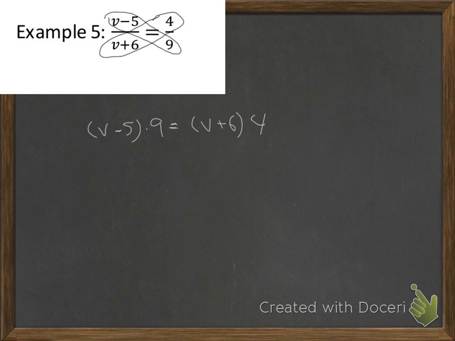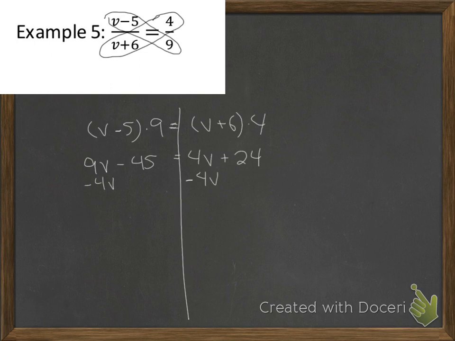Okay, so we have parentheses v minus 5, the quantity of v minus 5 times 9, and then the quantity of v plus 6 times 4. Of course we're going to do the distributive property. 9v minus 45 equals 4v plus 24. This time we're back to a linear equation. We do not have any squared terms, so we can do what we normally do, which is to get all the variables on one side and everything else on the other side.